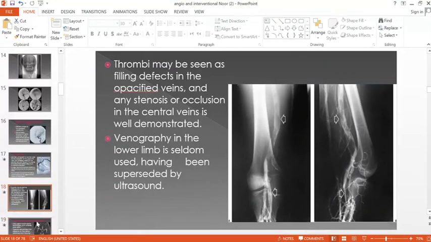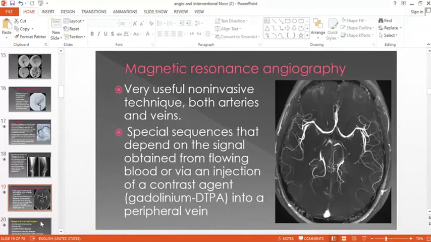Then thrombi will be seen as filling defects in the opacified veins. As you can see here, you notice these filling defects appearing as lucencies in the opacified vein. Or you can see stenosis or occlusion in the central vein. As we said, venography in the lower limb is seldom performed because ultrasound is well suited to the assessment of lower limb veins. We will shift now to another modality that will allow vascular imaging, that is MR angiography.